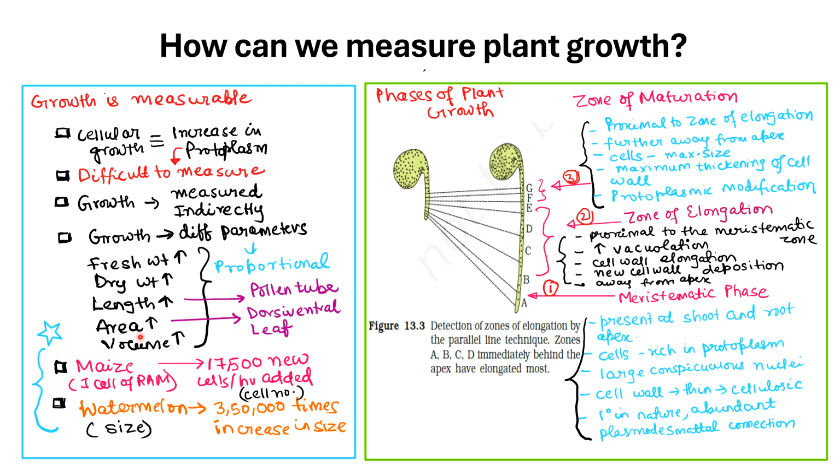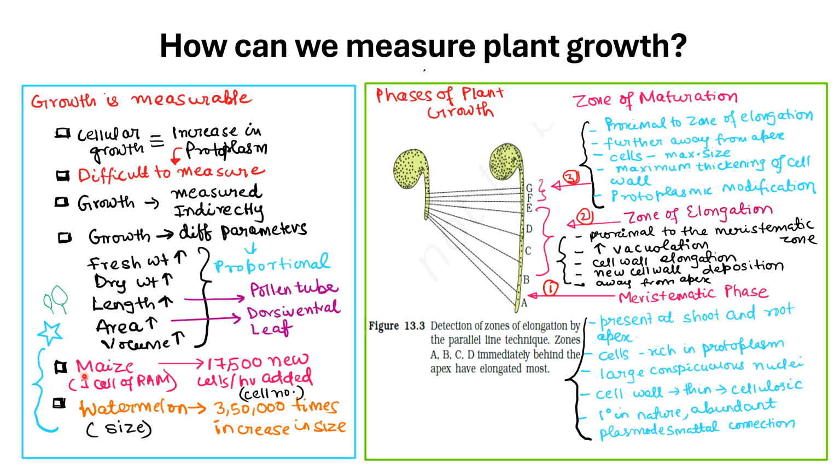Similarly, if you consider a young leaf, it will be very small in size. As the leaf grows, the surface area of the leaf increases. So the increase in surface area of the dorsiventral leaf can also be taken as a measure of the plant growth. Similarly, increase in volume of the cells is also taken as a measure to find out the plant growth.